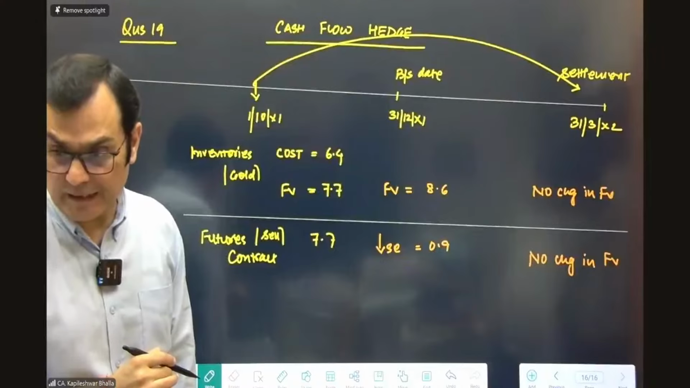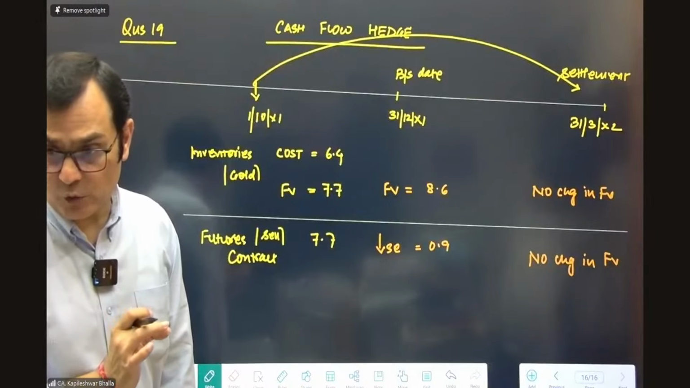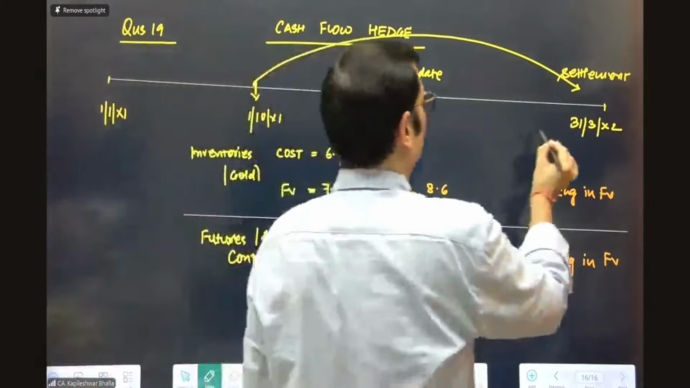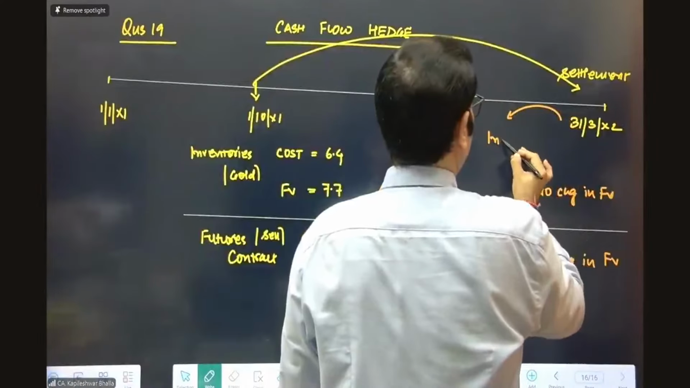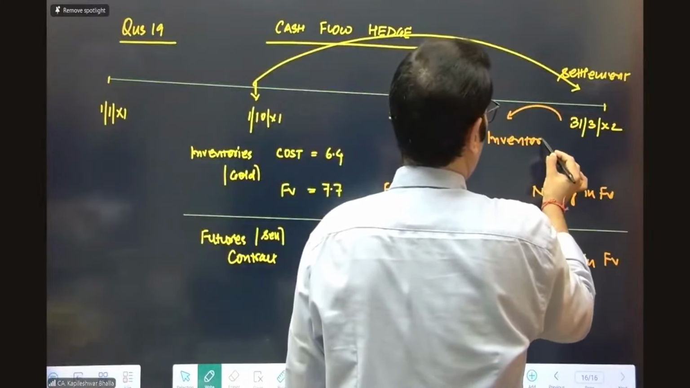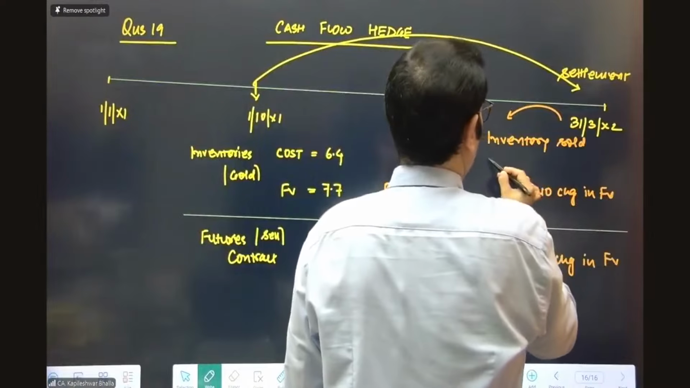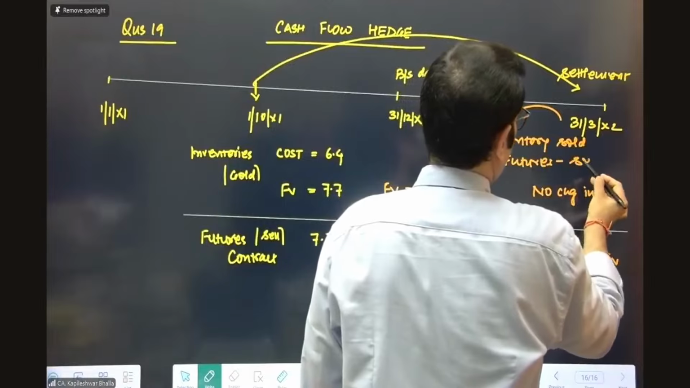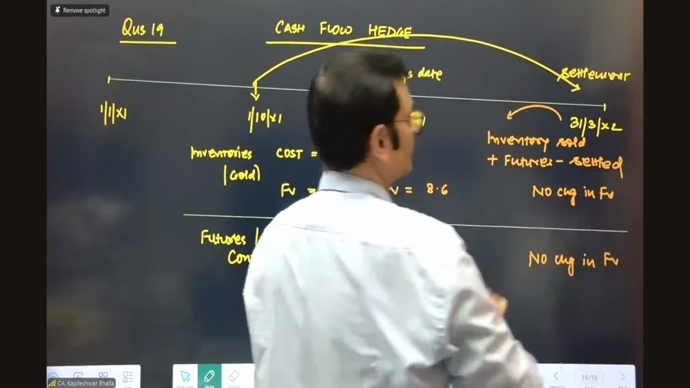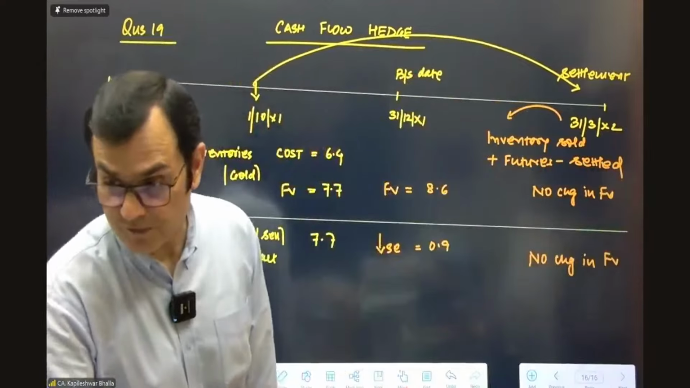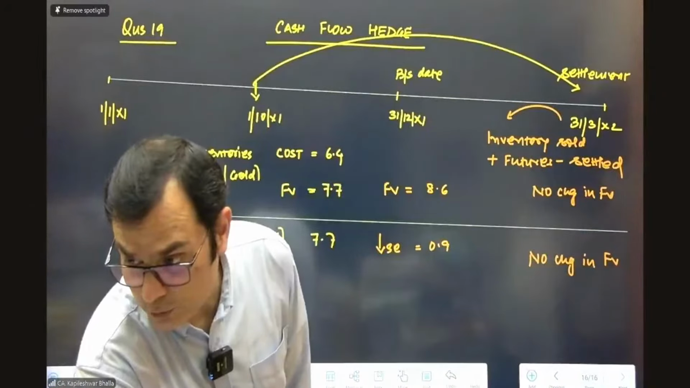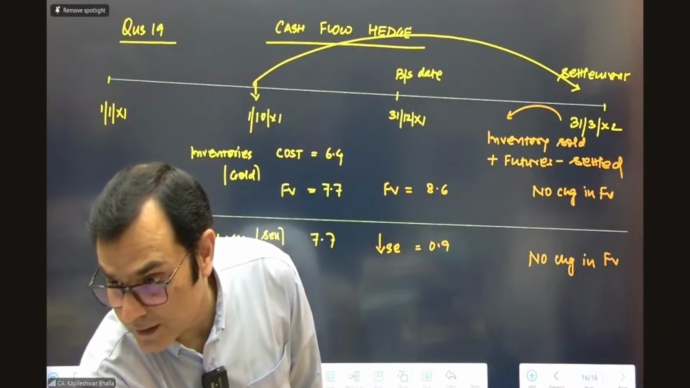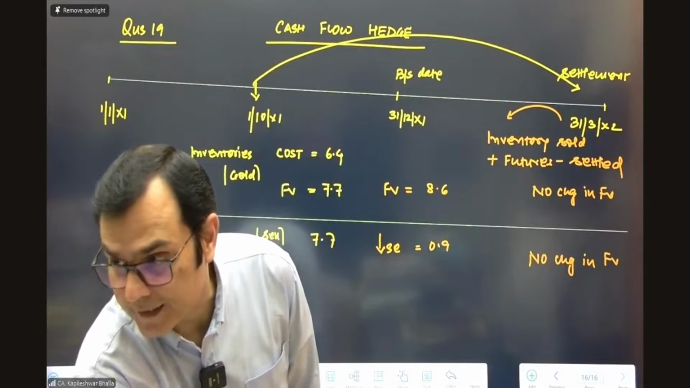Finally, on 31st March X2, the inventory is sold and the futures contract is settled. So on 31st March, these are the two events which have taken place. Now the question is asking you to do the entries on December X1 as also the entries for 31st March X2.